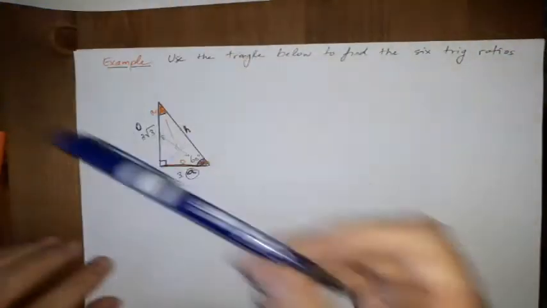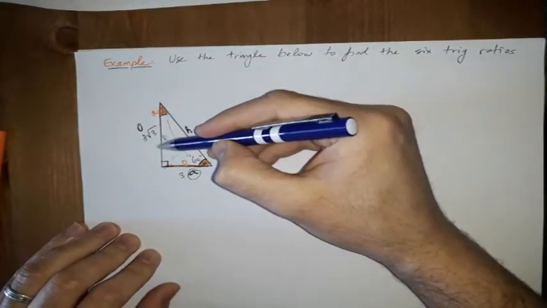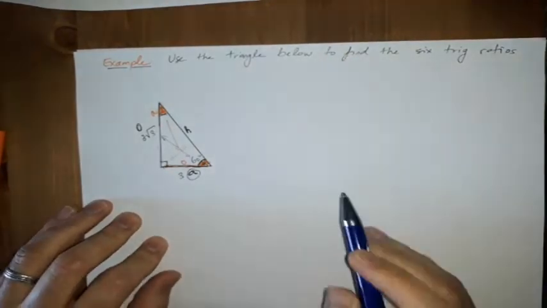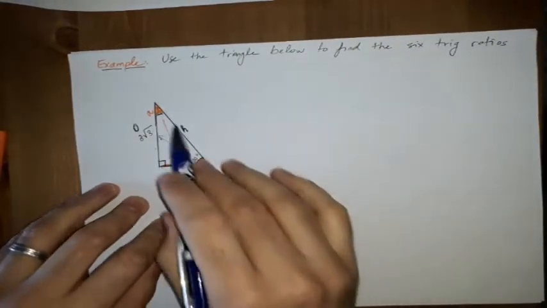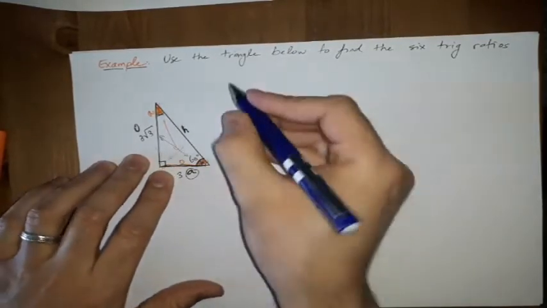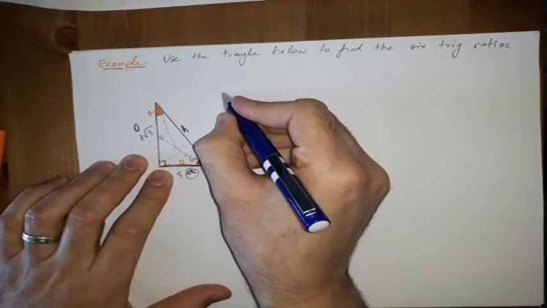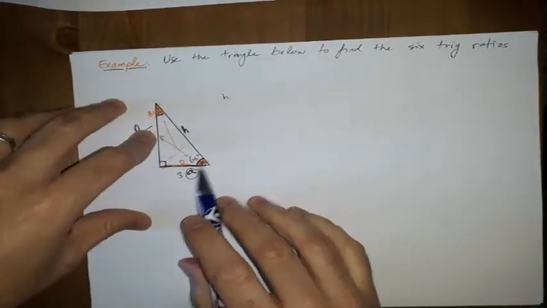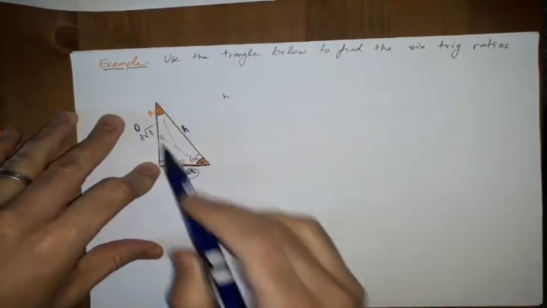Now, my question is, I have this length is 3 square root of 3, and I have this length is 3. What is this length equal to? What is the hypotenuse equal to? How can I find it? I can find the hypotenuse in two different ways. The first one I can use is the Pythagorean theorem, because it's a right triangle, so it's easy for me to find it, right?